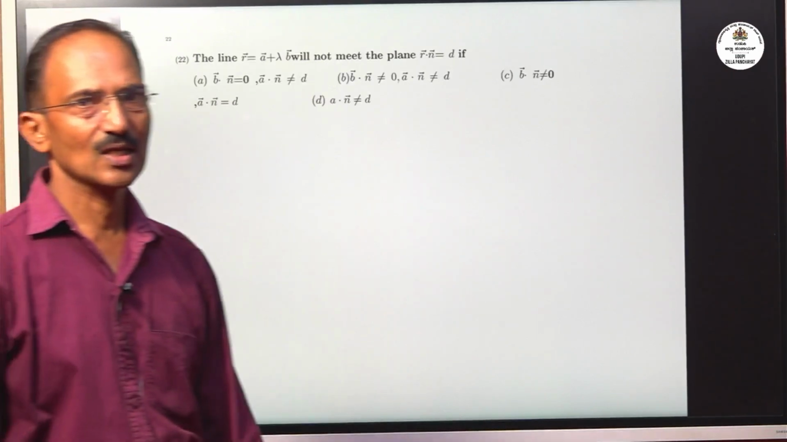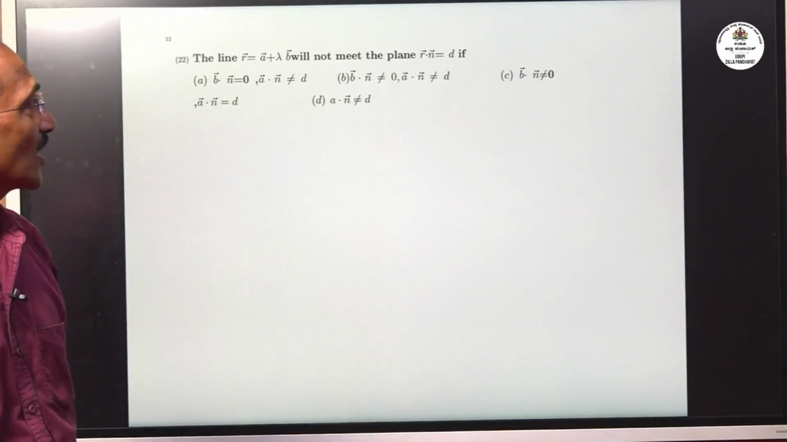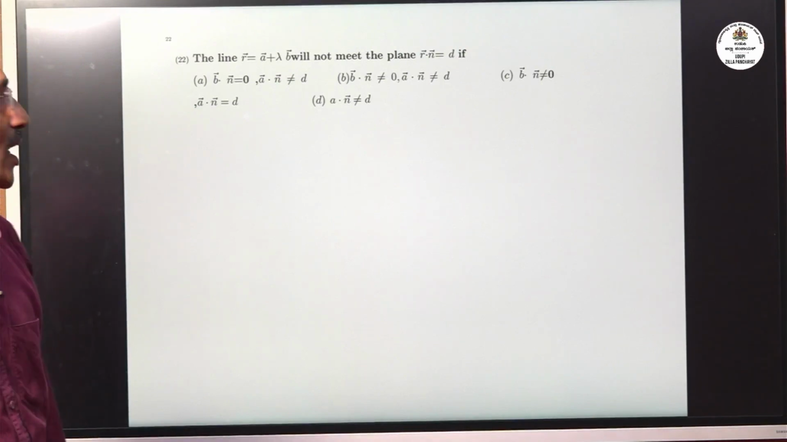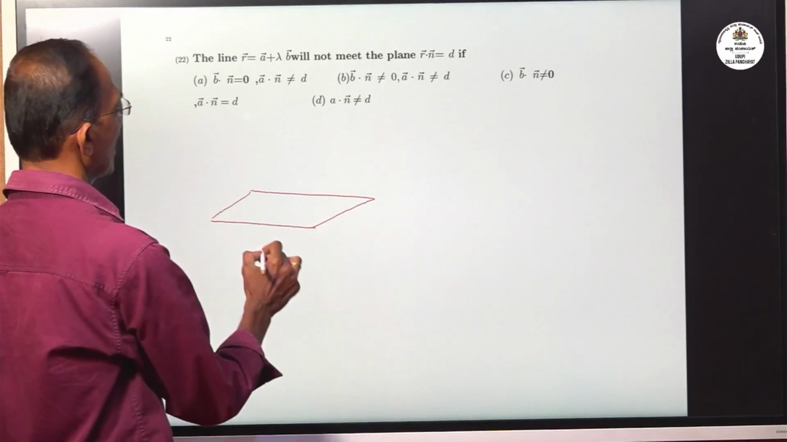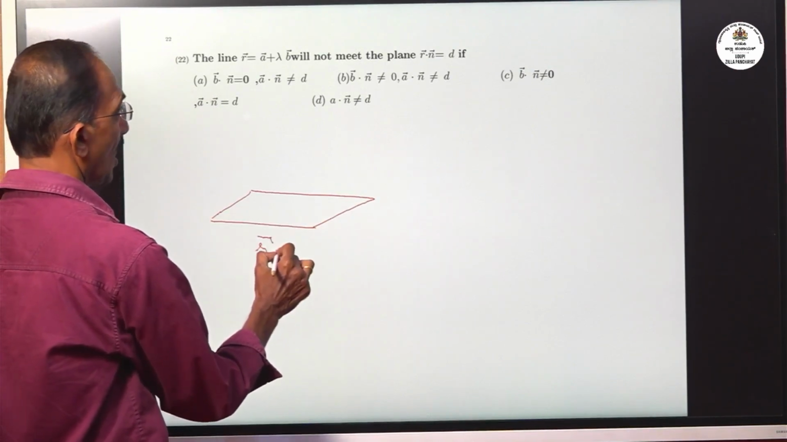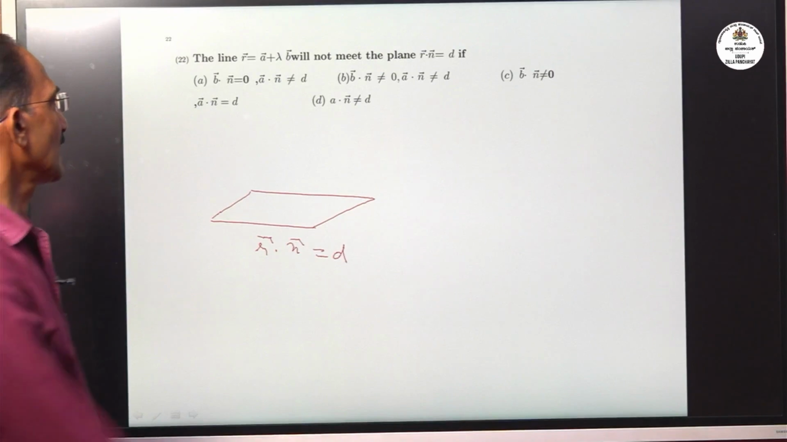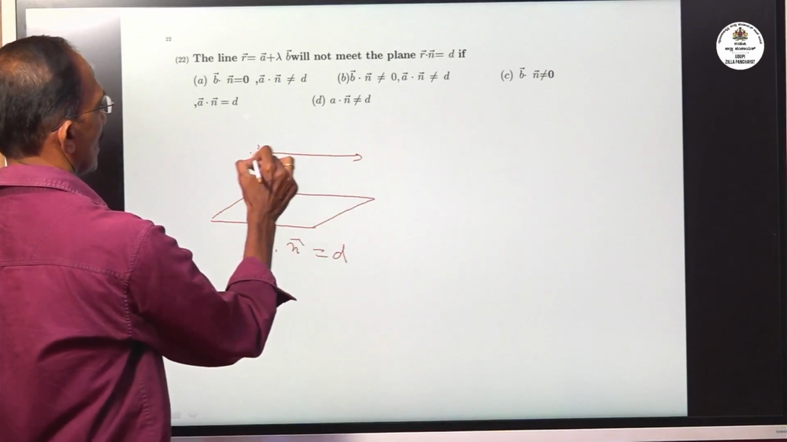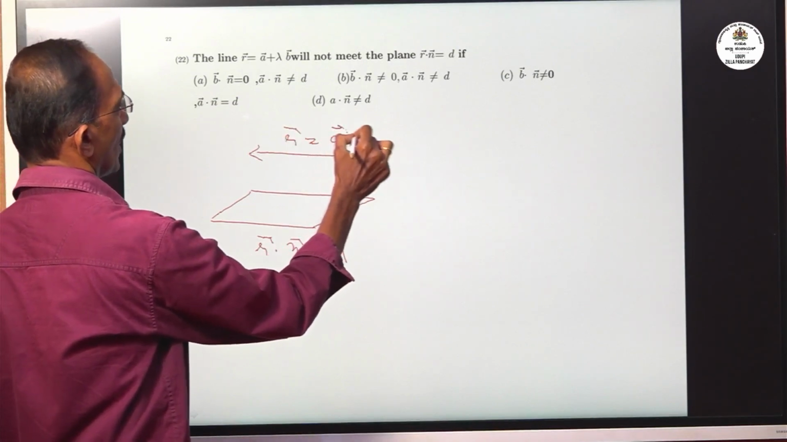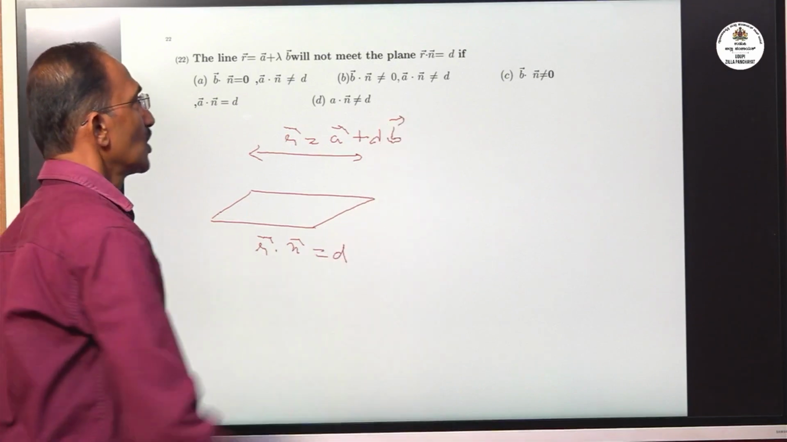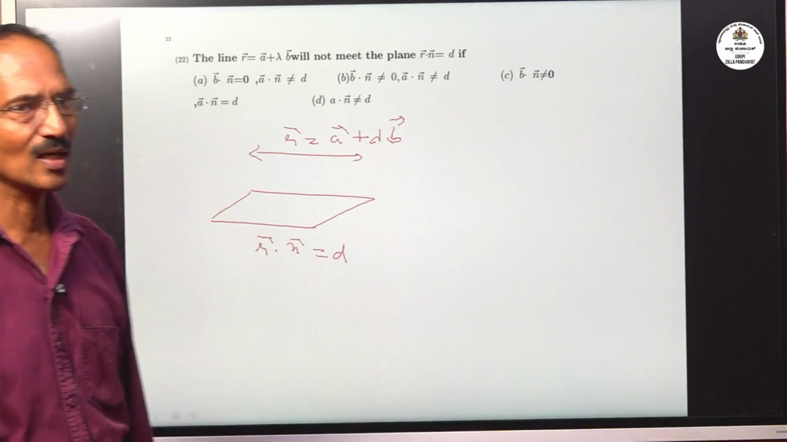Next one, question number 22. The line r = a + lambda b will not meet the plane r dot n equals d. So you have a plane, which is r dot n equals d, and a line, which is r equals a plus lambda b. The line will not meet the plane only when it is parallel to the plane.